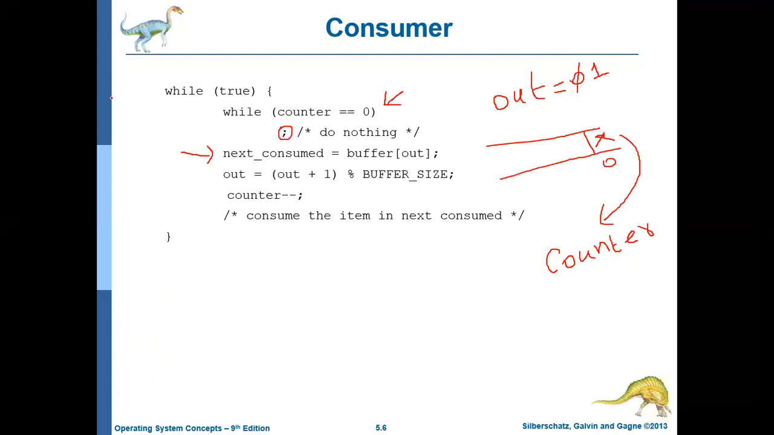Now, if these two processes were allowed to run in parallel, this may lead to a problem called data inconsistency. How it leads to data inconsistency is what we'll discuss now. We know that this counter is a shared variable, shared between the producer and the consumer.